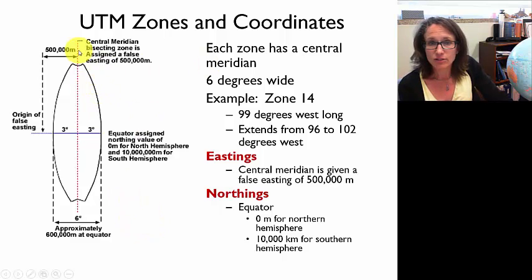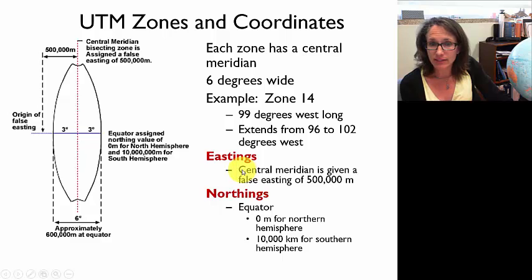So each UTM zone has a central meridian. Each zone is 6 degrees wide. So for example, zone 14 is at 99 degrees west of longitude, and that's the central meridian of the zone. So it extends from 96 degrees west of longitude to 102 degrees west of longitude.